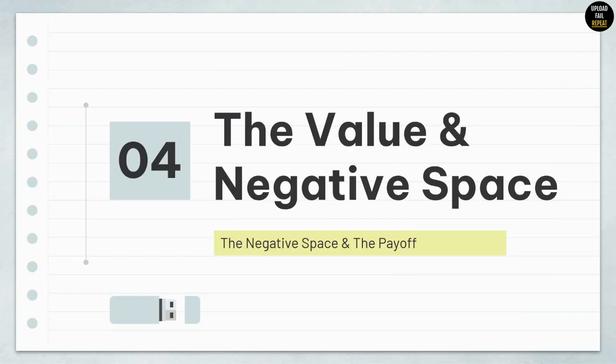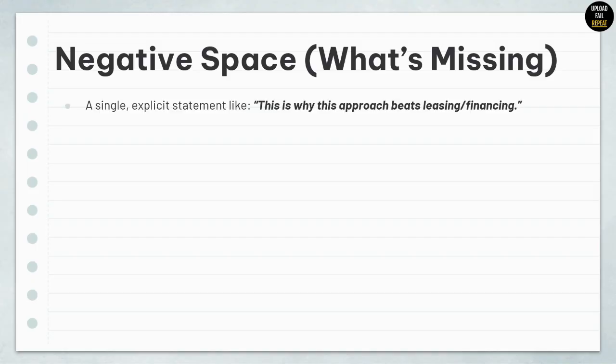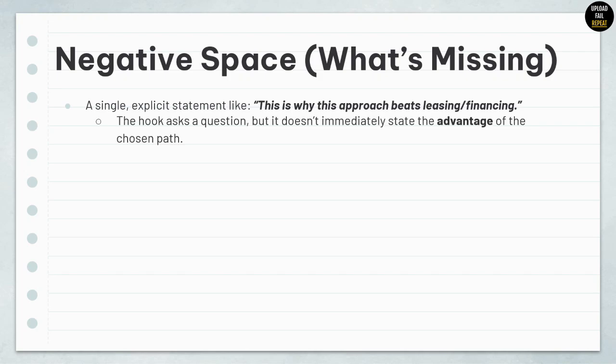Let's now look at the negative value space and the payoff. So negative space is effectively what's missing in that video, and maybe it's been done on purpose by the creator. A single explicit statement like, this is why this approach beats leasing or financing. The hook asks a question, but it doesn't immediately state the advantage of the chosen path. The viewers must wait until the end to understand the payoff.